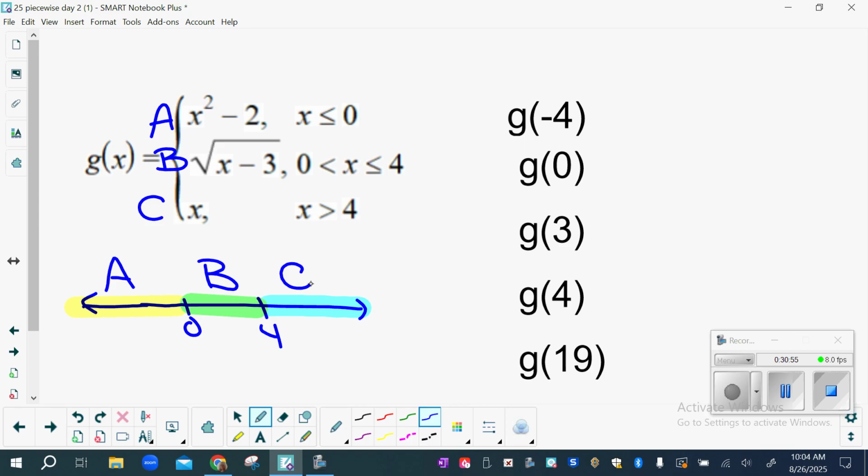So let's do G of -4. Where are we plugging it in? I'm seeing lots of A's. Then do it. Plug it into A. Do it for me. So yes, often I do it without the math, right? Hey, did you get 14? Easy.